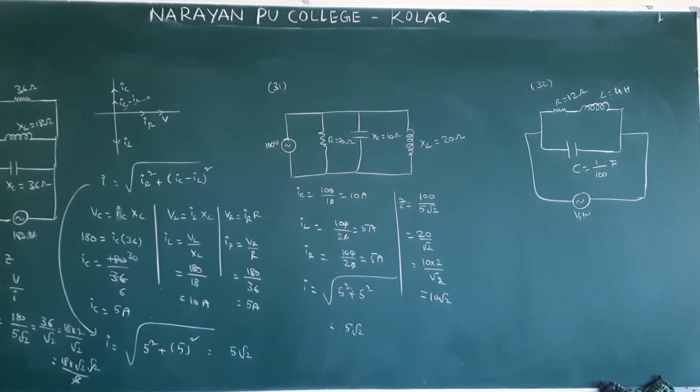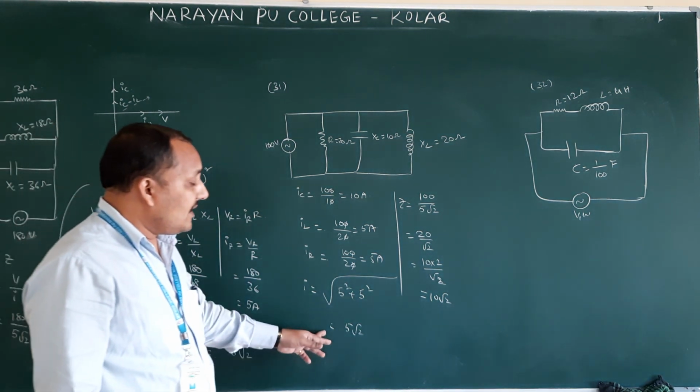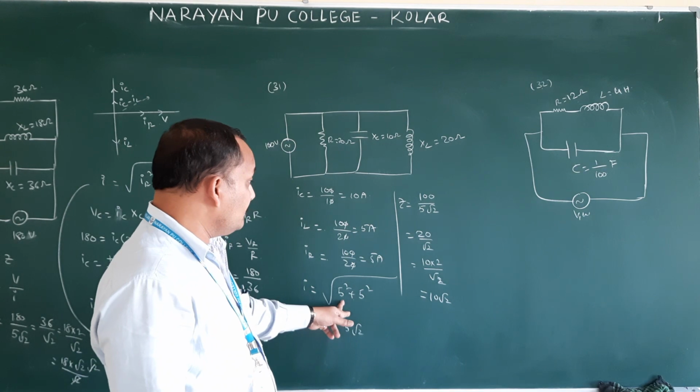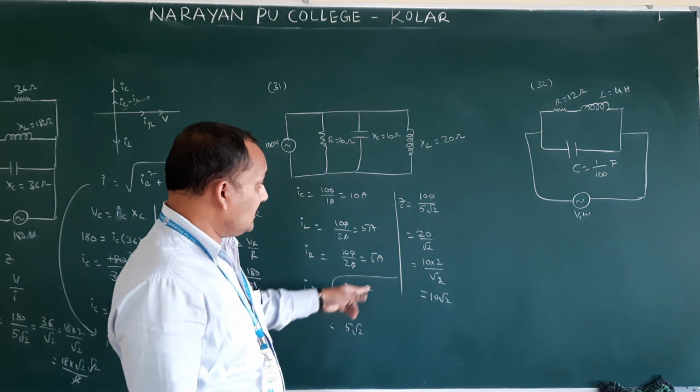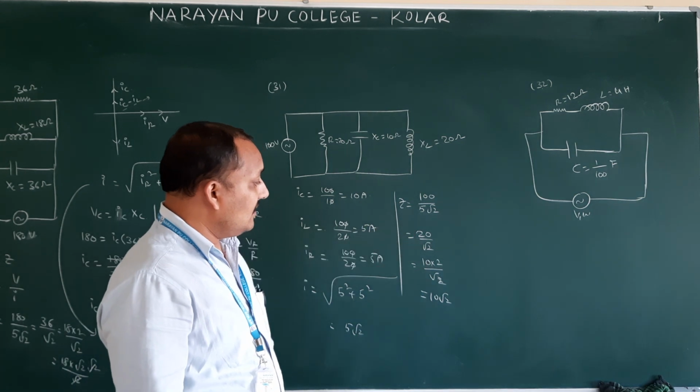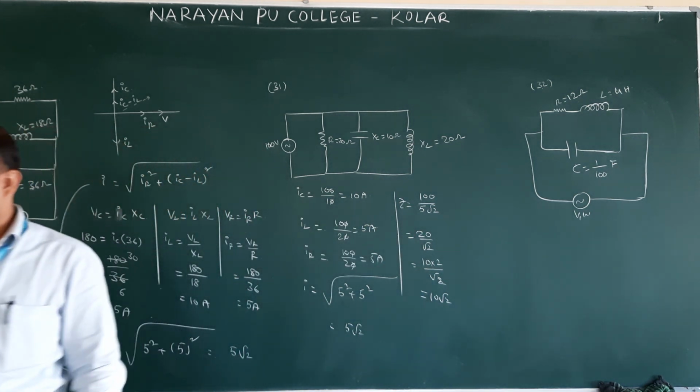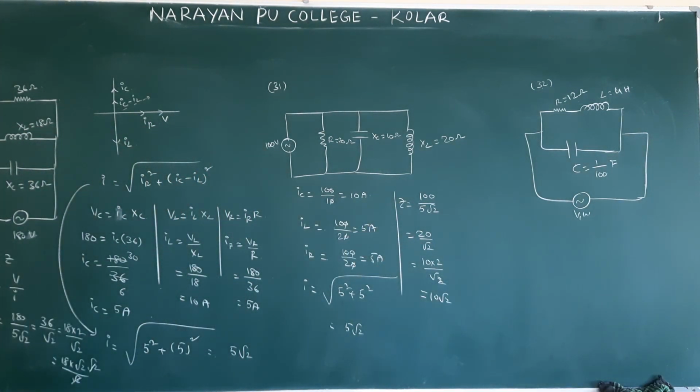The option sheet is not there. The options are 10 root 2, 5 root 2, 5 root 3, 10 amperes, 5 amperes. What we solved is correct only: 10 by 5 root 2, 10 ohms, 20 by root 2. What we solved is correct only. You can just check because it is the same model. Next, see question number 32.